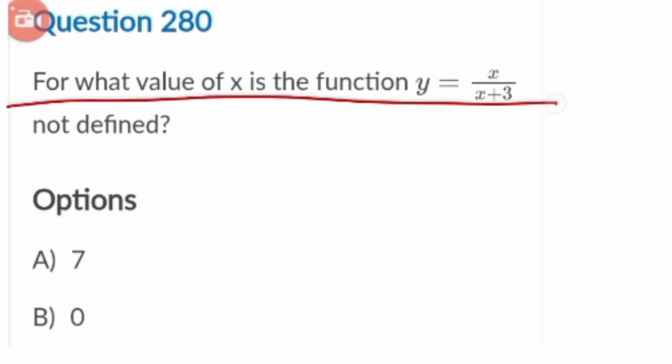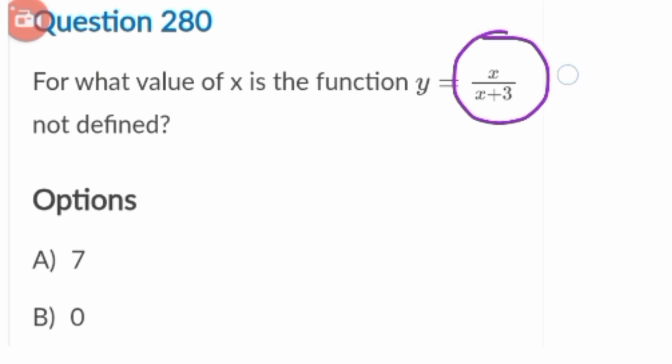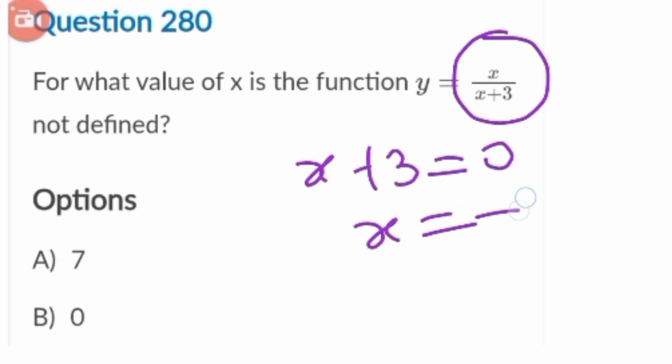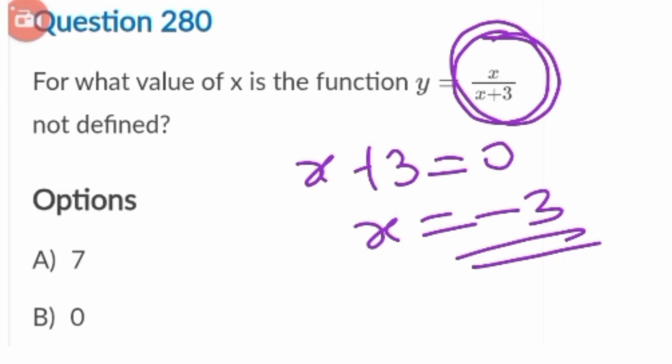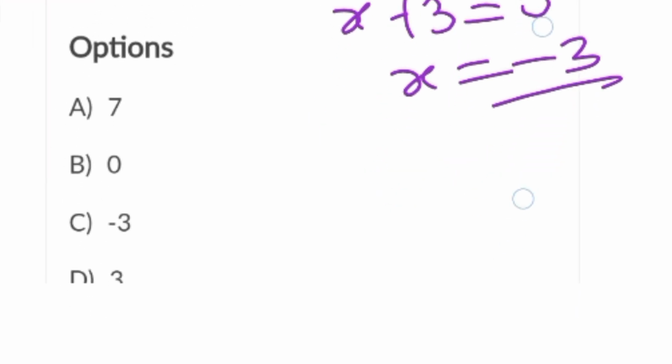For what value of x is the function y equals x over x plus 3 not defined? When they say not defined, that means it is undefined. For this to be undefined, you want the bottom part, the denominator, to be 0. That means you have to equate x plus 3 to 0. So x plus 3 equals 0. Solve this, you get x equals minus 3. So when the value of x is minus 3, this function is going to be undefined. Okay, so x equals minus 3.